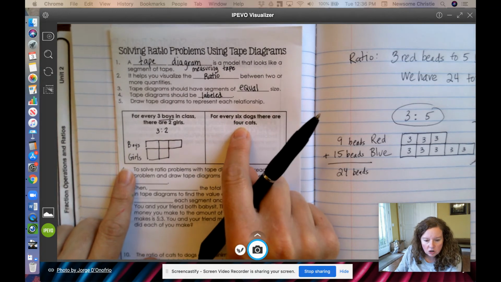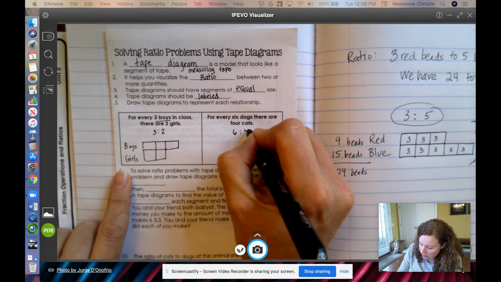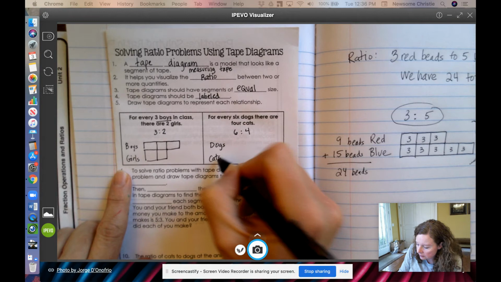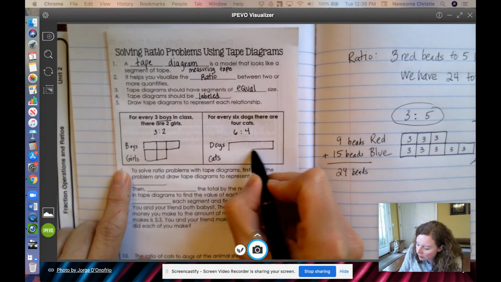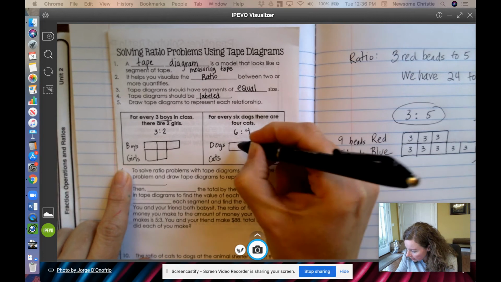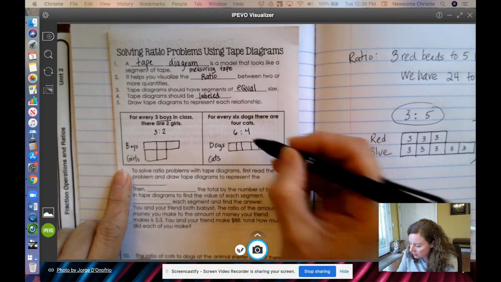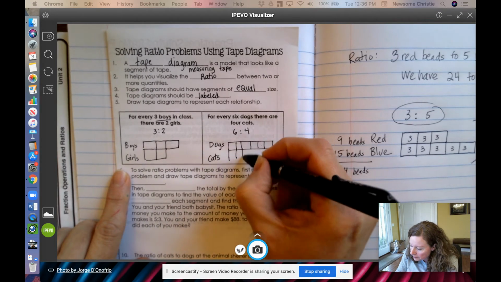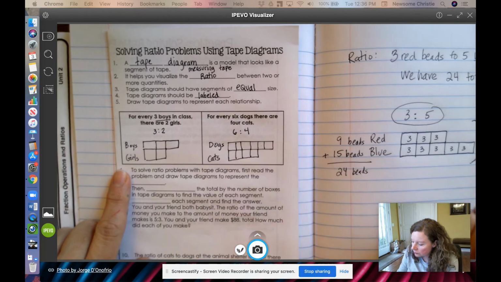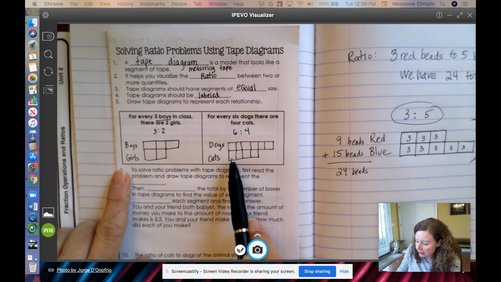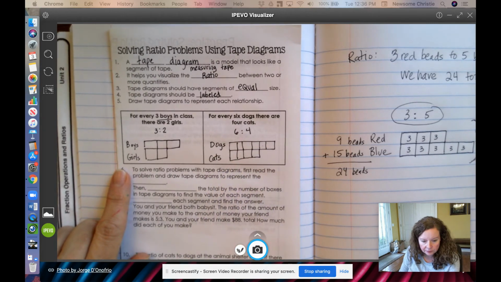Let's look at this one. For every 6 dogs, there are 4 cats. So we have 6 to 4 as our ratio, and we're going to compare dogs to cats. Dogs get measured out to be 6. Let's cut that in half and then into thirds. That looks fairly even. 1, 2, 3, 4, 5, 6. And then there are 4 cats. So does that show 6 to 4? 1, 2, 3, 4, 5, 6. And then cats: 1, 2, 3, 4. So those are some tape diagrams that help you visualize the ratio of the situation.